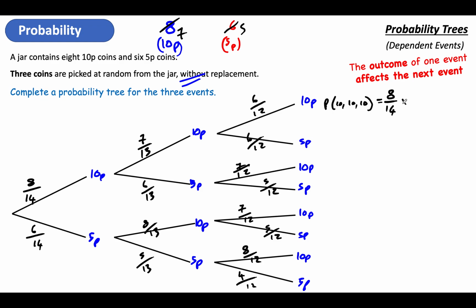8/14 times 7/13 times by 6/12. You know, if you've got 3 probabilities and you're going along the branches, multiply them all together. Okay, well done. Mammoth one, that one.